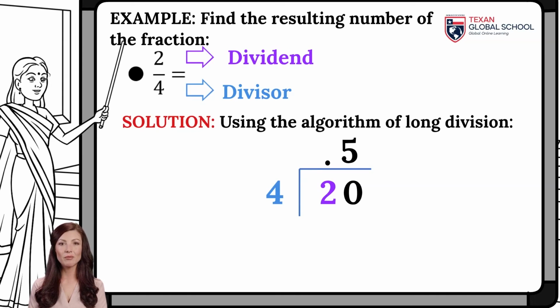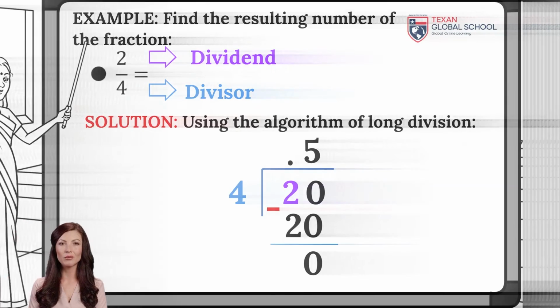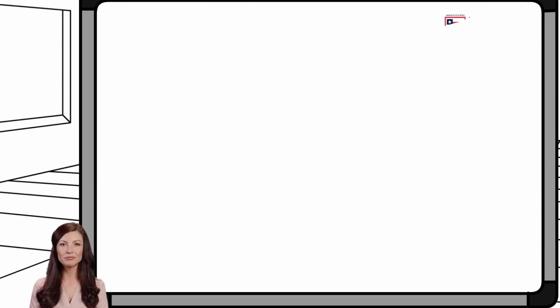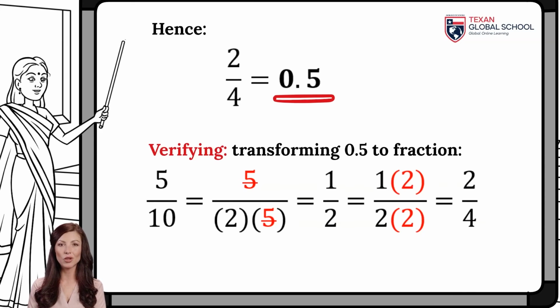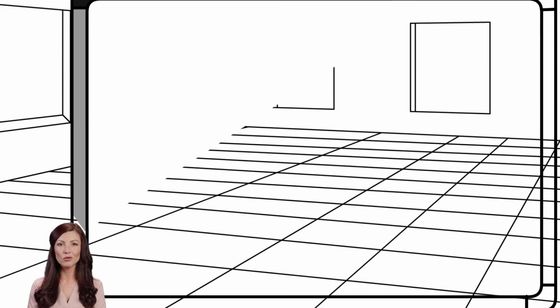Now 20 divided by 4 results 5. This is the quotient that is placed on top of the division bracket or long division symbol. We multiply this value by the divisor, thus obtaining 20. We subtract and obtain a remainder of 0. Therefore, 2/4 results 0.5. We can verify by transforming 0.5 into a fraction. This is 5 over 10, which simplified is 1/2 equals 2/4.